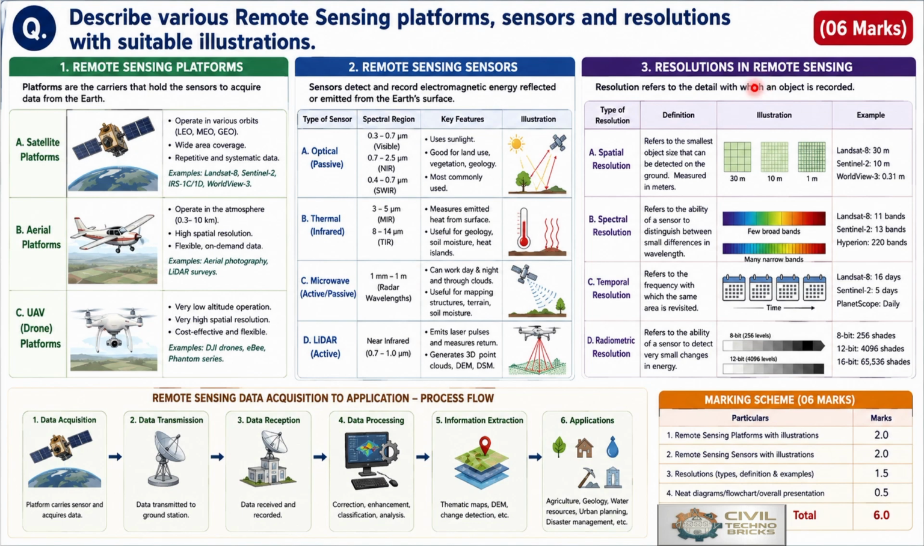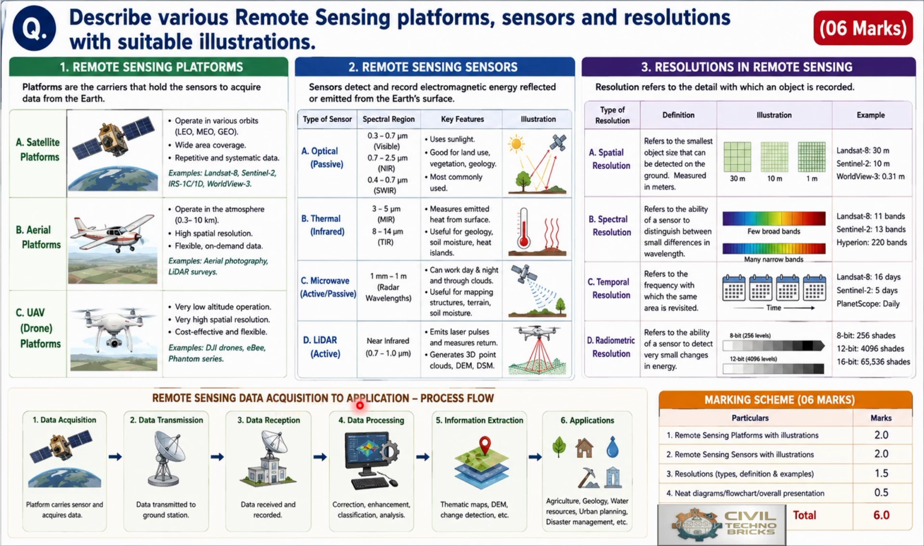So here the answer for the 6 marks must contain these three in detail, in a tabulated format or in bullet points format. If possible, you have to draw the diagrams and illustrations which are required, because our question is with suitable illustration. So you have to draw those illustrations also, with reference to some unique example.